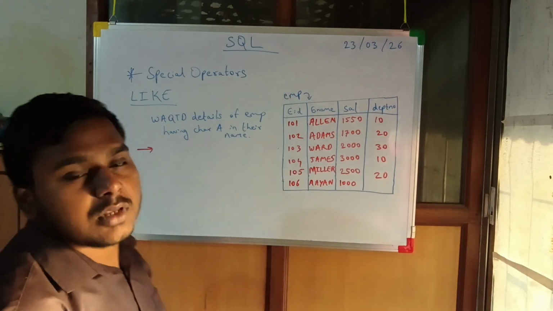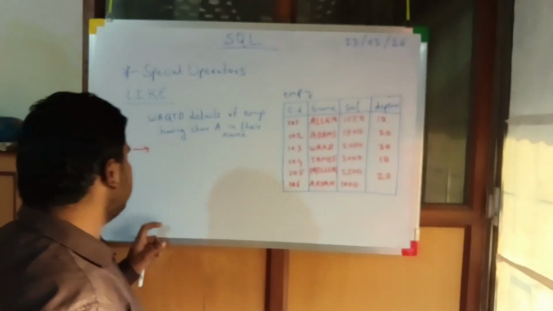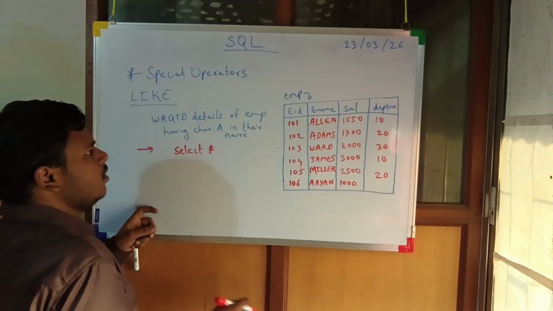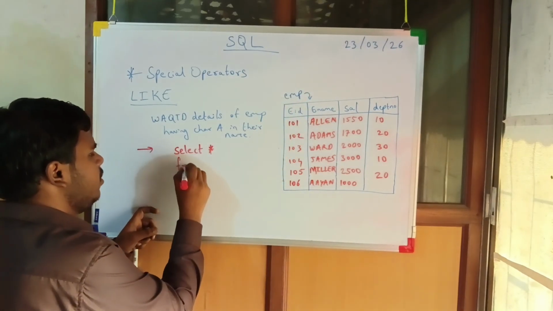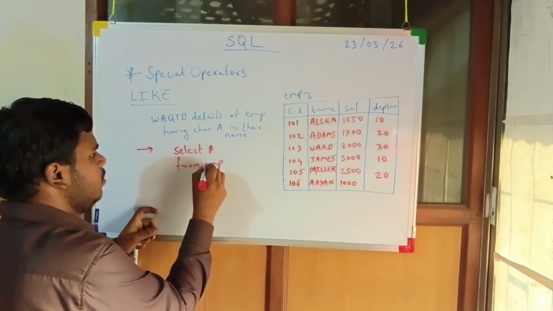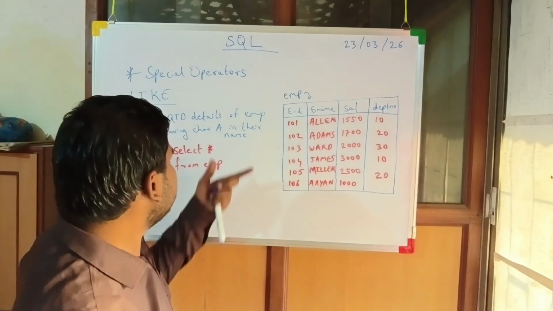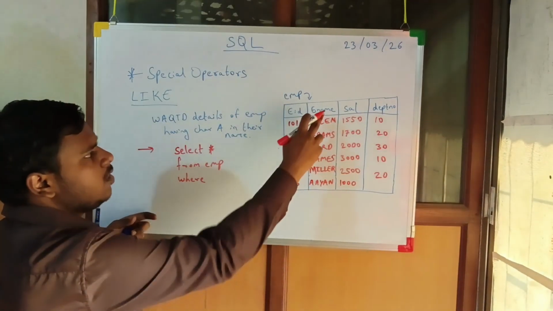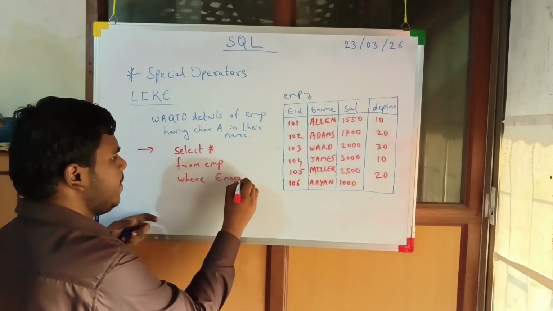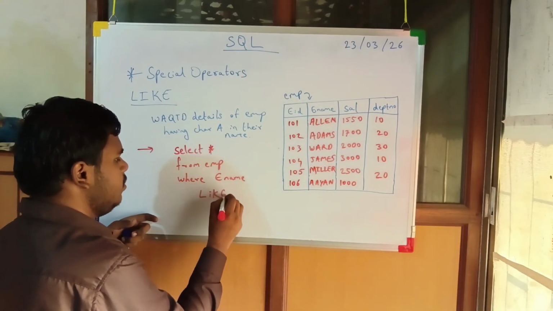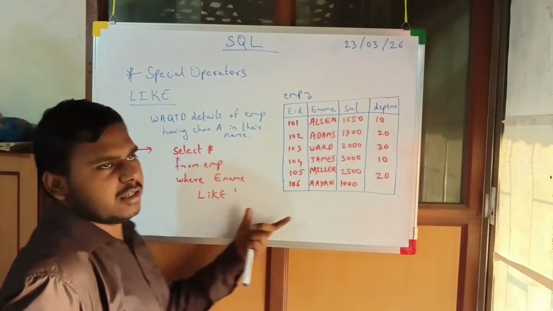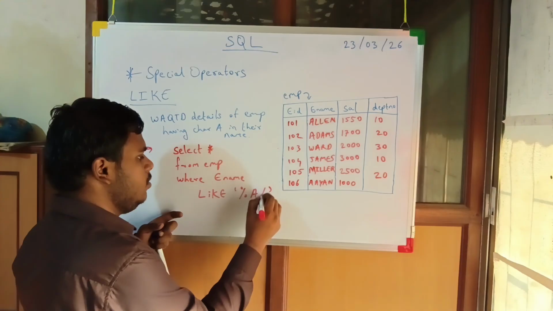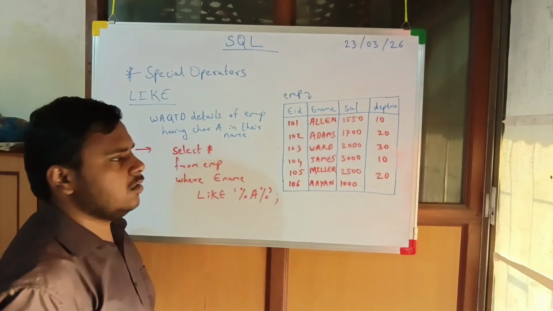So first of all, what do I want to display? I want to display the details of employees. So what will I write? SELECT asterisk, and from which table? EMP table. FROM EMP. Now the condition is having character A in their name. So I will write WHERE, which column, the ENAME column, ENAME LIKE, pattern to match in single quotes. Which pattern do I want? Percentage A percentage. This is how we will write the query.